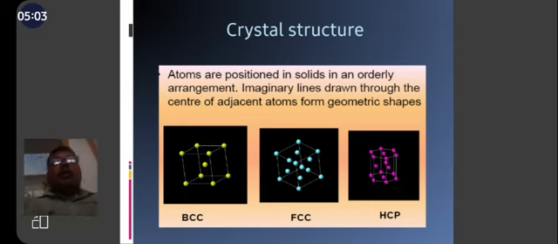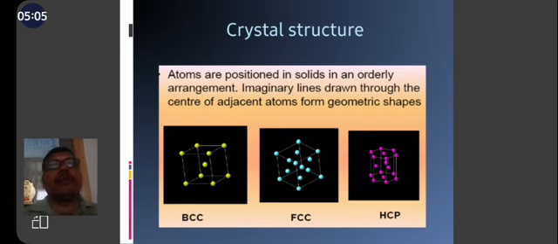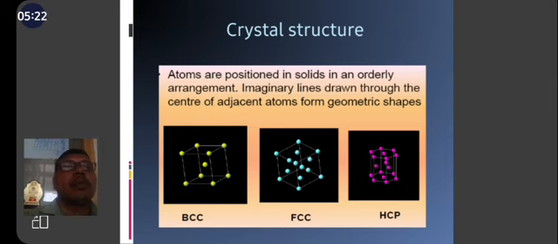Then crystalline structures. Atoms are positioned in a solid in orderly arrangements. Imaginary lines drawn through the centers of adjacent atoms form geometric spaces. The first one is BCC, the second one is FCC arrangement, and the third one is HCP arrangement.